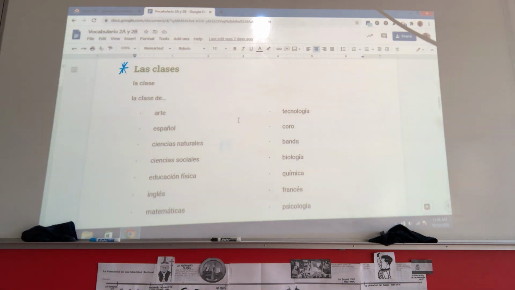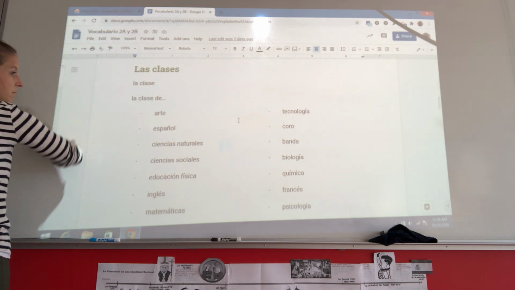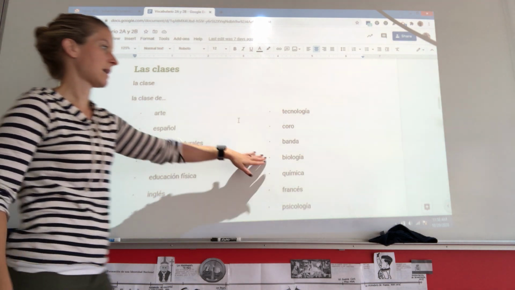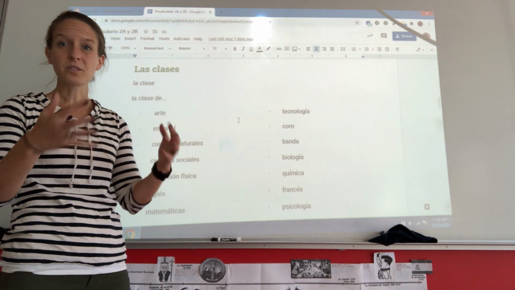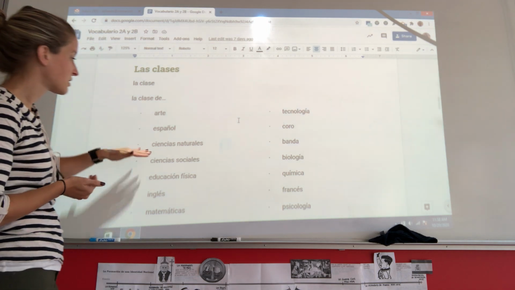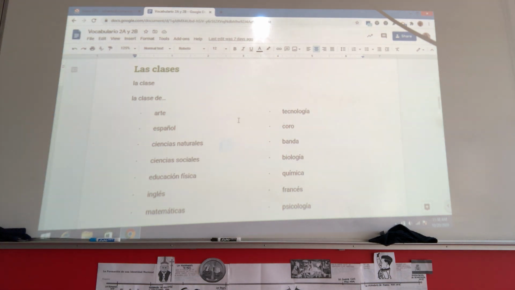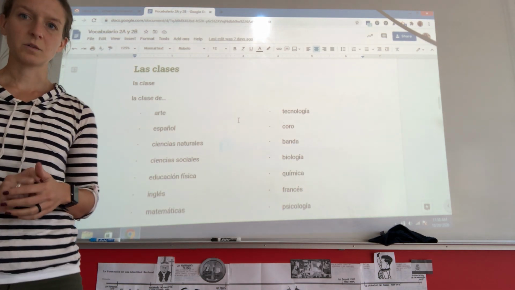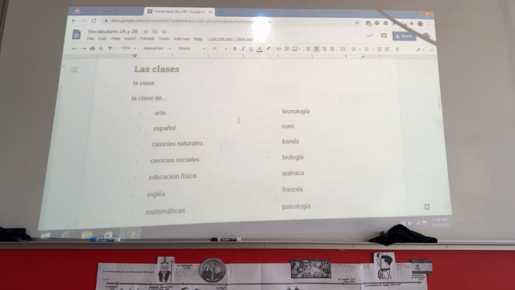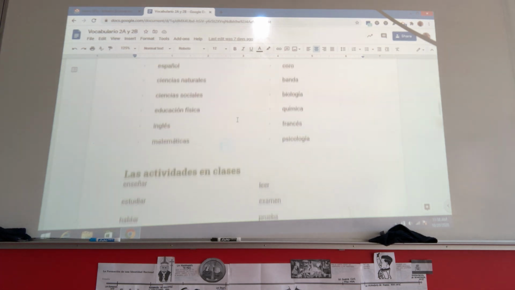Muy bien. You may not have all of those classes, okay? Especially your specific sciences, okay? And if you have like environmental science or physical science, you can just say ciencias naturales, okay? If you have any history, ciencias sociales, okay? You don't have to use anything more specific, okay?